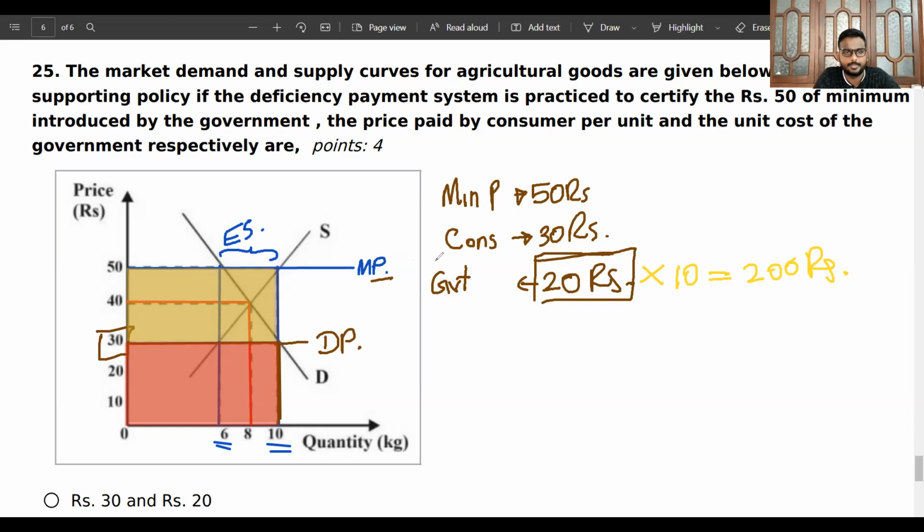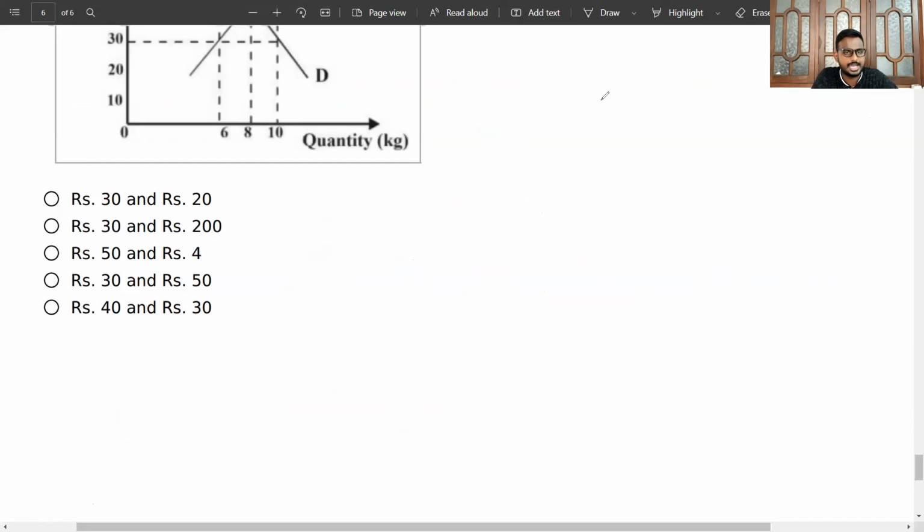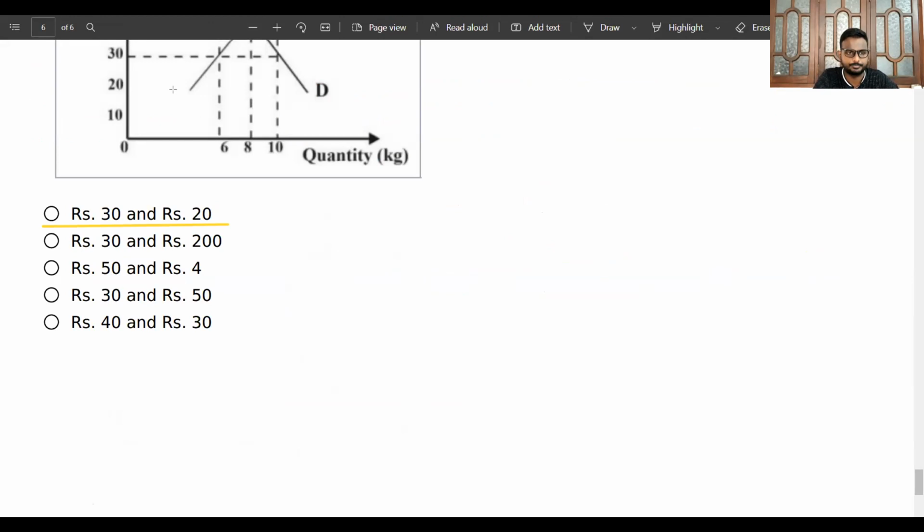But the question is asking about the price paid by consumer per unit, that is 30. The unit cost of the government respectively is 20. So the answer is 30 and 20. Answer number 1 for this question.